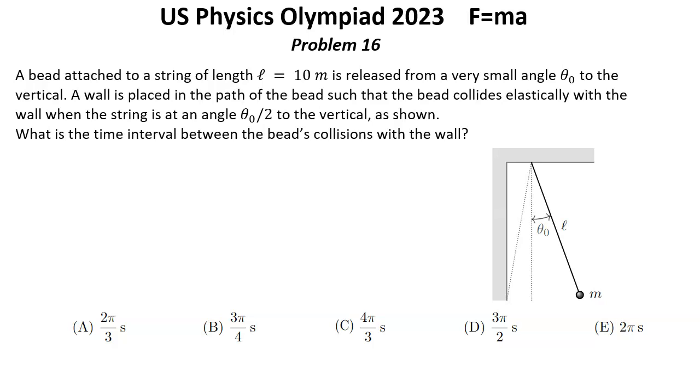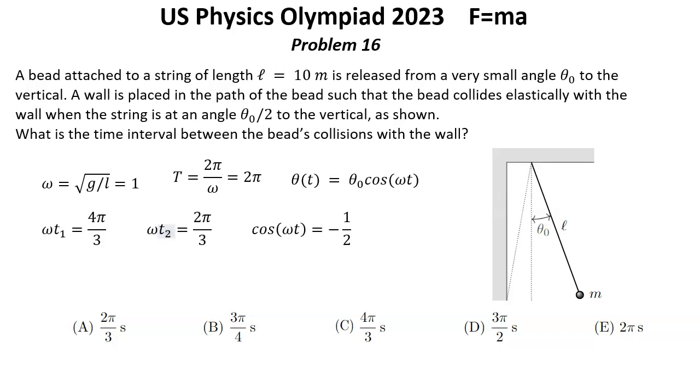Solution for problem number 16. The angular frequency for this construction will be omega equal square root of g/L, which is 1 Hertz. For that frequency we have a period equal 2 pi over omega, or 2 pi seconds. The equation for this motion is θ equal θ0 multiplied by cosine omega t.